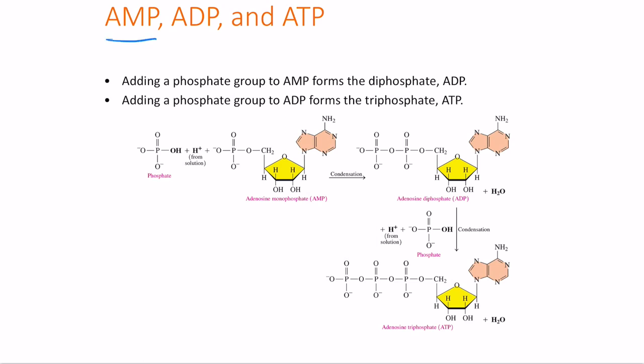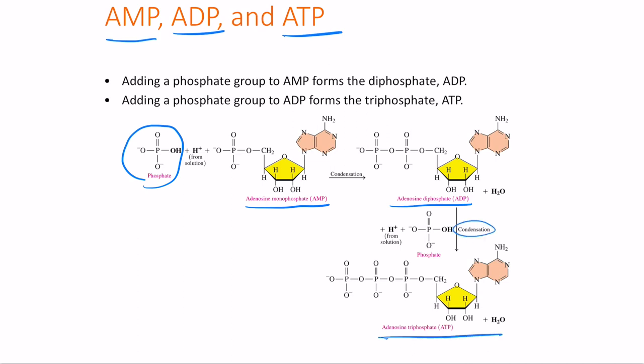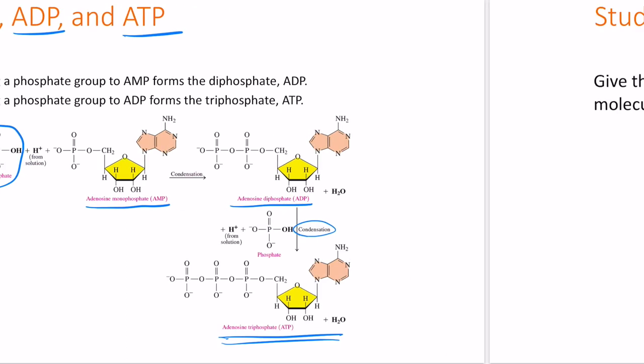Now let's discuss AMP, ADP and ATP. AMP is adenosine monophosphate, ADP is adenosine diphosphate, ATP is adenosine triphosphate. Now, under condensation processes, the adenosine monophosphate can add itself to a phosphate, resulting in the formation of adenosine diphosphate, and further condensation results in the formation of a more powerful and more energetic adenosine triphosphate. So this is the main molecule that is involved in the formation of many of the molecules in your own body.